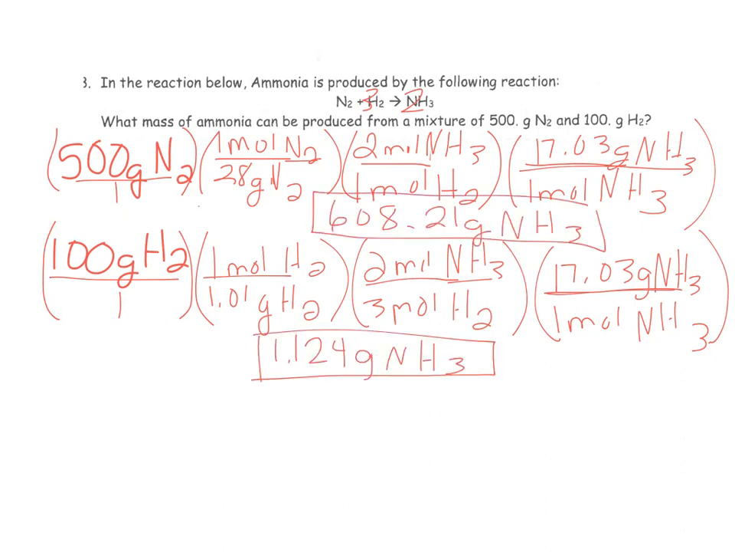Okay, so I've done my math here, and this is just like in stoichiometry. It's just mass to mass. Now I'm going to compare the two. So it looks like this one is going to make 608 grams of ammonia, and this one's going to make 1,124 grams of ammonia. So the 500 gram nitrogen is actually going to produce less ammonia. So my nitrogen right here is my limiting reactant. See, even though I had a much larger amount in here, it's still going to limit the reaction. And this guy right here, hydrogen, is what we call in excess.